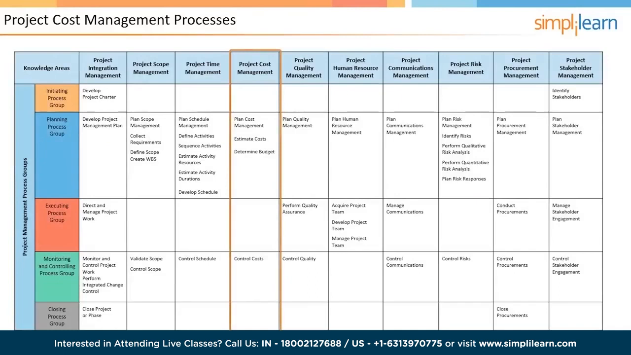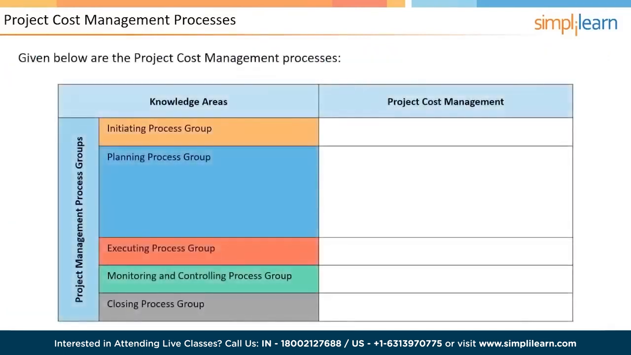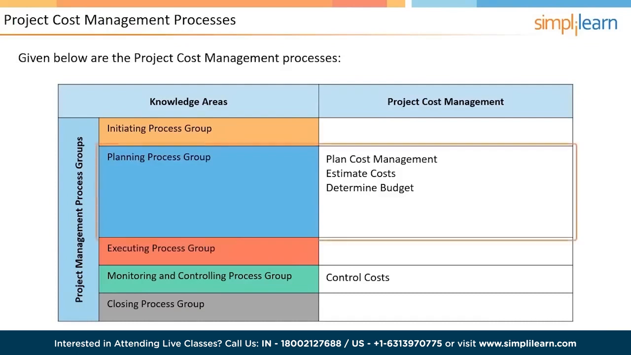Project cost management has 4 processes. They are plan cost management, estimate costs, determine budget, and control costs. The 3 processes, plan cost management, estimate costs, and determine budget, are a part of planning process group, and control cost process is a part of monitoring and controlling process group. Let us look at each of these processes in detail. Let us begin with the first process, that is, plan cost management, in the next screen.